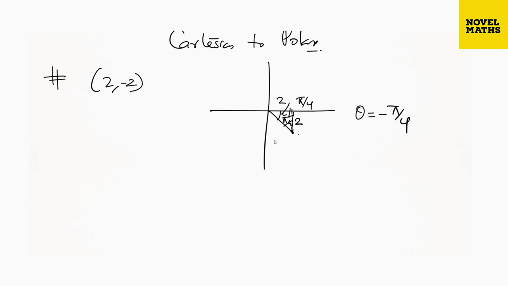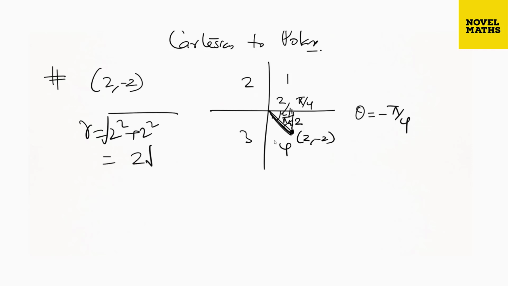You always need to take care of the quadrant where this point is. So this is 1, 2, 3, 4, fourth quadrant, and the angle is negative. The magnitude is obviously from 2 and 2, so you have to apply the basic Pythagoras theorem. So r is root of 2 square plus 2 square, 2 root 2. It's a very basic question just for completeness.